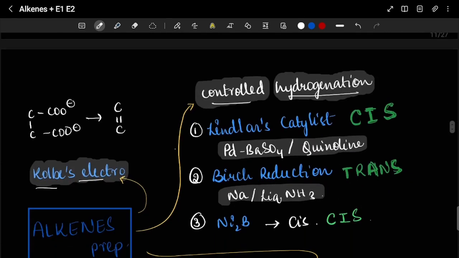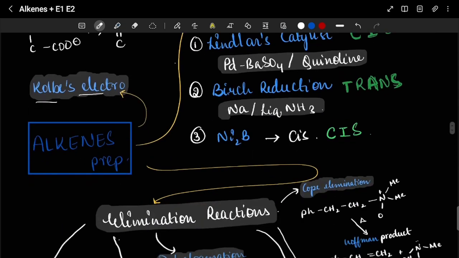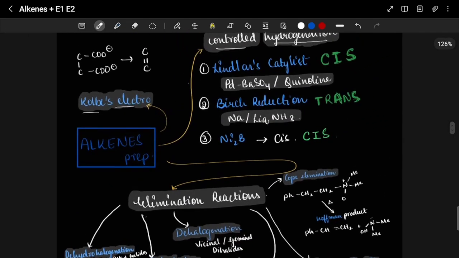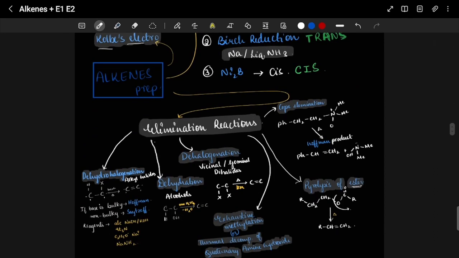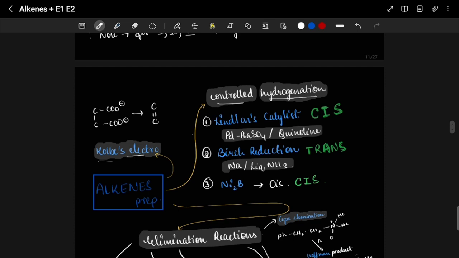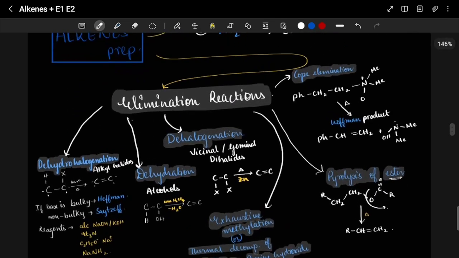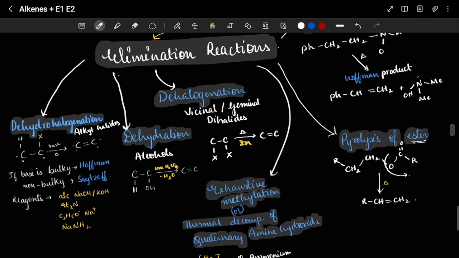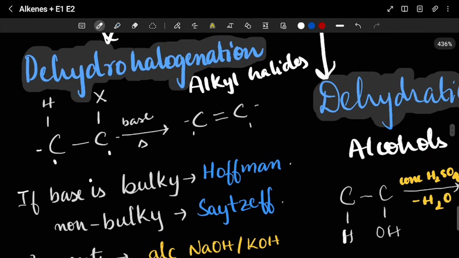We are done with all the preparatory methods of alkenes. So what are the different preparatory methods of alkenes? As usual, let's see the flow chart. We have elimination reactions, controlled hydrogenation reactions, and electrolysis reactions. What are elimination reactions? We have many elimination reactions. We have dehydrohalogenation, where we use alkyl halides. You take an alkyl halide, react it with a base, and heat it, and an alkene is formed. If the base is bulky, then Hofmann product is formed. What is Hofmann product? Less substituted is the major product. And what is Saytzeff product? More substituted is the major product.